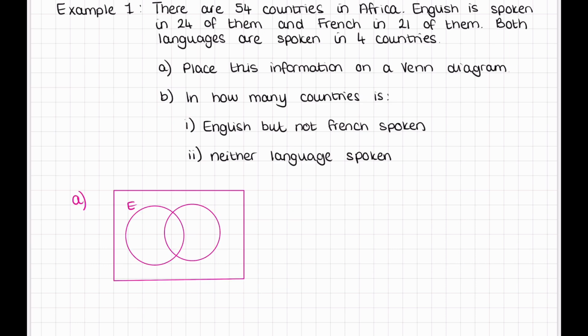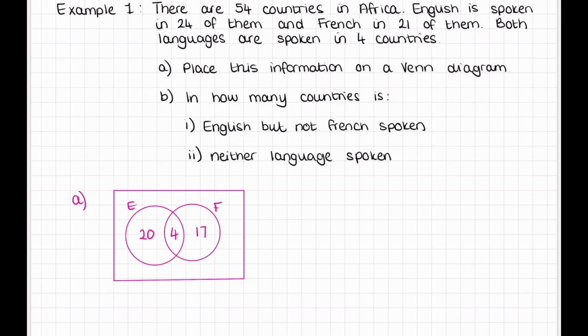All right, now we've got English and French. I'm going to put them as E and F. So let's put this information in. Both languages are spoken in 4 countries, so that 4 is going to be in the middle. English is spoken in 24. We've already got 4 included, so that would be 20. And French in 21, so there'll be 17 that speak only French.